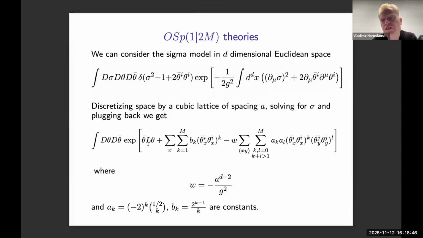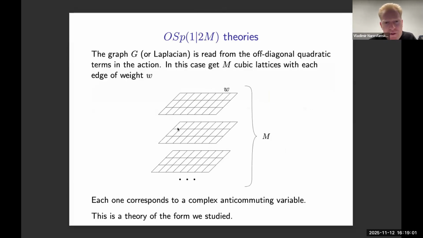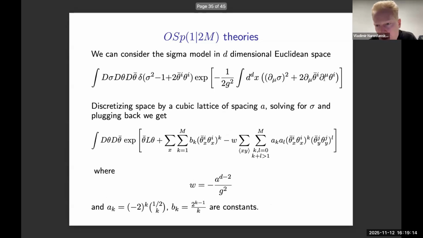Now, what is L? We still need to read off precisely what the graph G, the total graph G, is for this theory. The way that we read the graph G is from this matrix L, by the off-diagonal components of theta bar theta, the quadratic ones. And what we get is of course going to be related to this cubic lattice. Here I just demonstrated in 2D that we're going to get capital M copies. Just to remind you, there are M variables theta and theta bar.